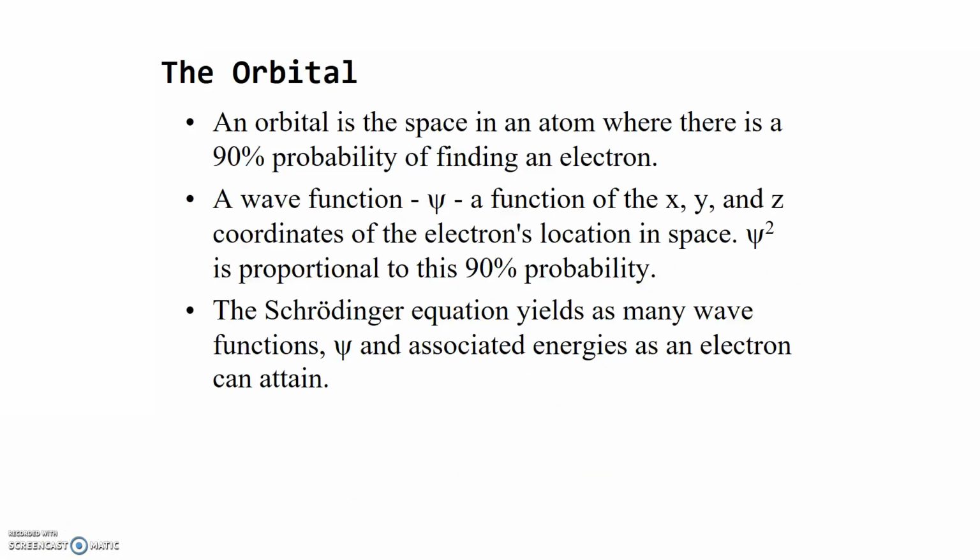The orbital in an atom is the place where there's a 90% probability of finding an electron, where the wave function is part of that. And Schrödinger's equations yield as many wave functions and associated energies as an electron can possibly obtain.